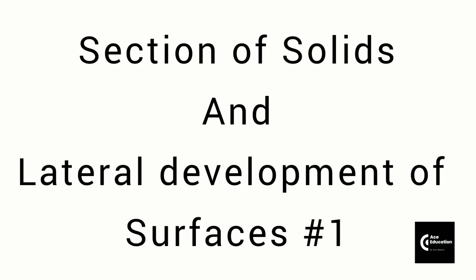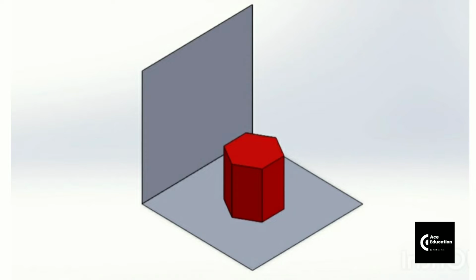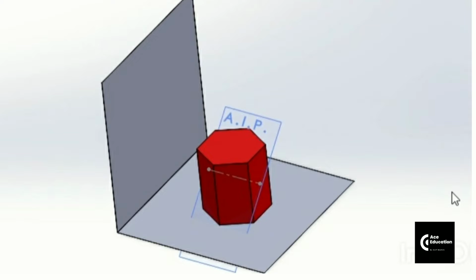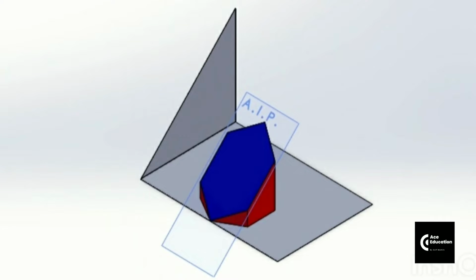In the last videos we have seen the projection of planes and projection of solids, and in this video we are going to start the section of solids. In the section of solids we are going to cut the solids by a particular plane. That plane is called AIP, auxiliary inclined plane. Generally when we cut the solid in front view, this AIP is supposed to be normal to the vertical plane, and when you cut the solid in the top view, it is supposed to be normal to the horizontal plane. So after cutting this solid, we are going to get the front view and top view.